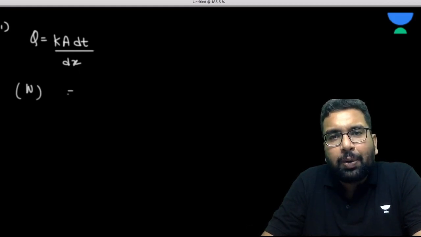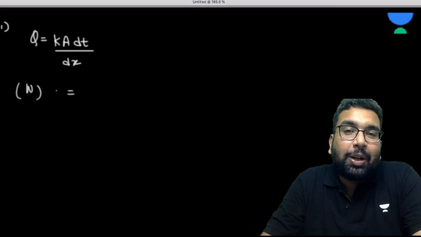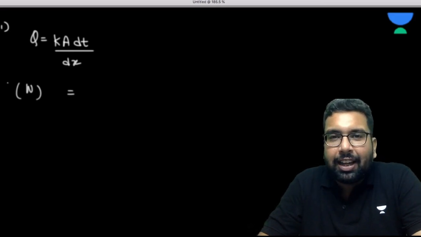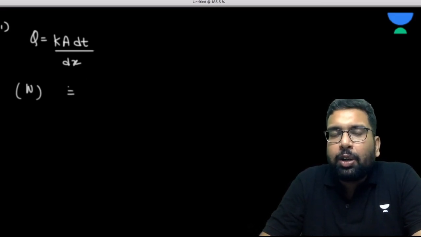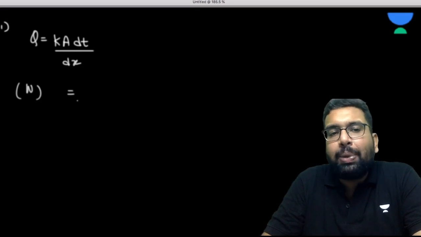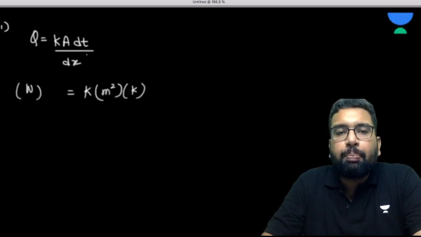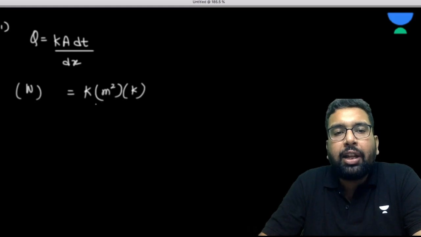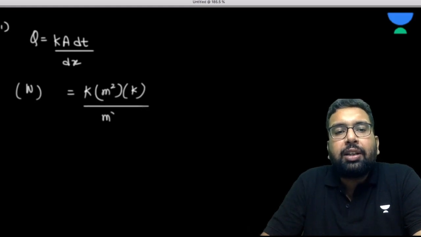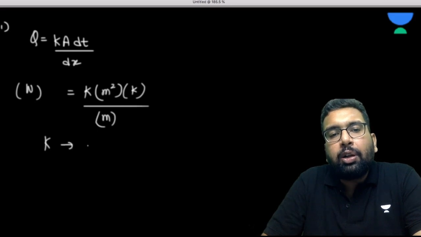We are not into a conventional paper, so we are going to do it promptly. So this is K. What is the unit of area? It is meter square. What is the unit of dT? dT is the change in temperature, so that is Kelvin. dx is the change in length, so this is meter. So from here, what is the unit of K? The unit of K is going to be watt per meter Kelvin.